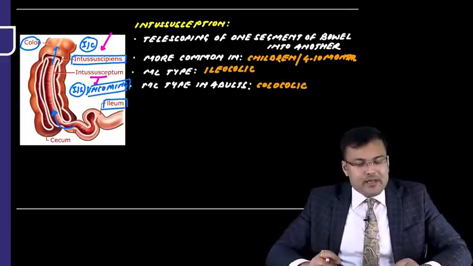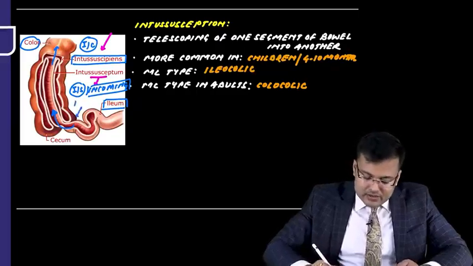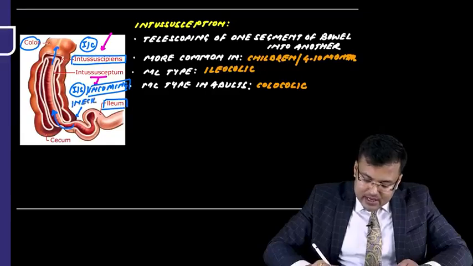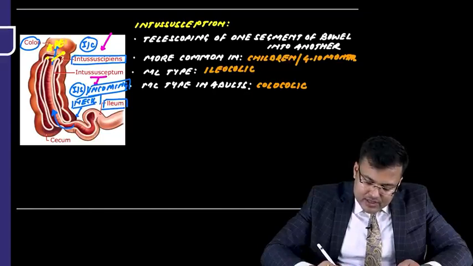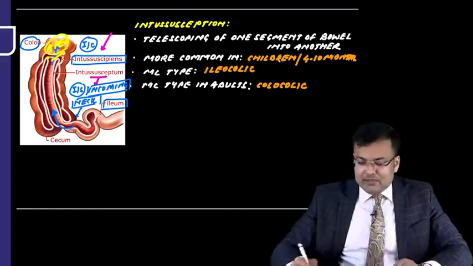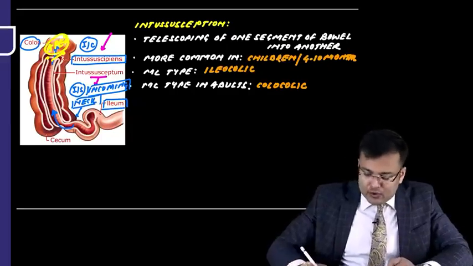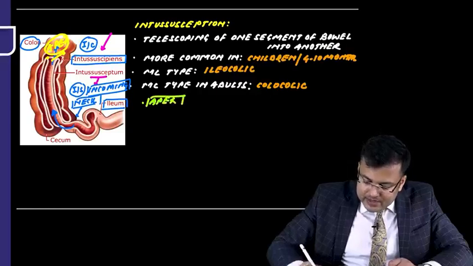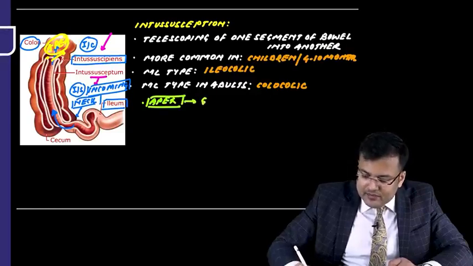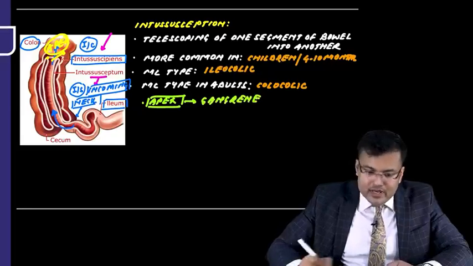Third, where it enters into the bowel, this part is known as the neck, and the terminal part is known as the apex. Here you can see this terminal part is known as the apex. One important question which is asked: which part is most prone to gangrene in intussusception? It's the apex. The apex is most prone to gangrene.